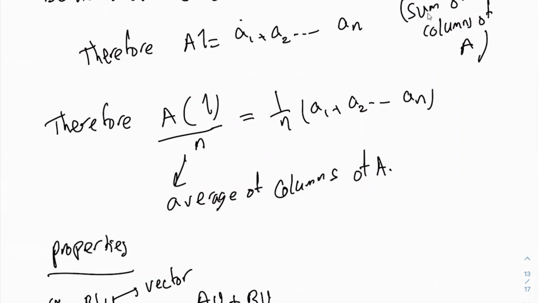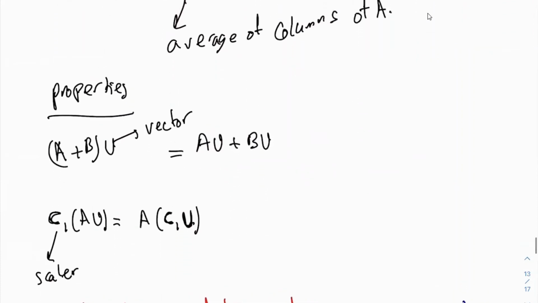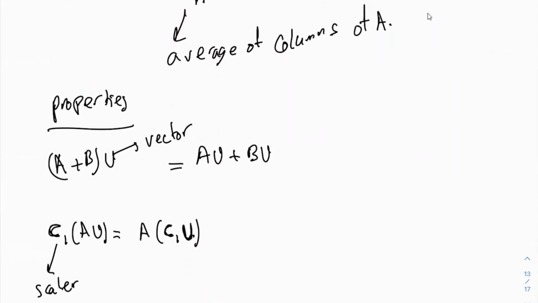Okay, good. Now let's talk about the properties. When you have A plus B, where each of them is an m by n matrix, multiplied by a vector u, you can multiply vector u first by matrix A, and then by matrix B, and then add them together. That's what this one says.